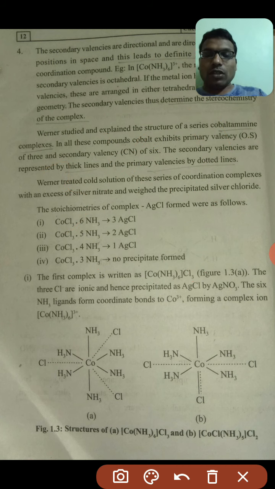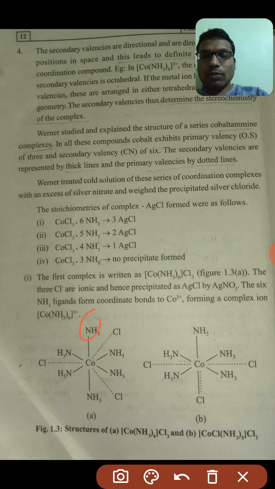In this we can see totally how many amines are there? 6. So the 6 amine ligands form coordinate bonds to the central metal ion cobalt, forming a complex ion. So this is the representation for the first one. You can see there is a central metal, and the total number of amines here is 6.